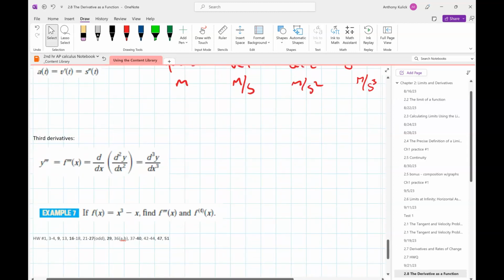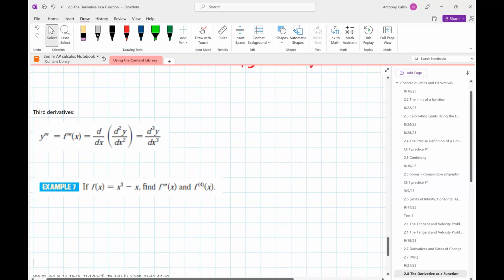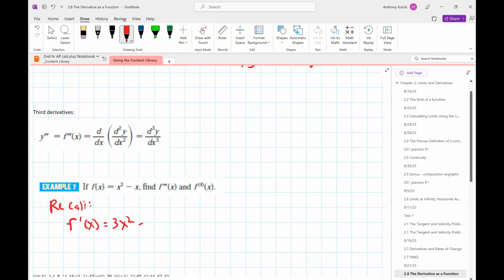And then the third derivative, we've implied this already. So let's take our example, f of x equals x cubed minus x. We found the first derivative was this. We found the second derivative was this. Let's find the third derivative. But this is great, right? Look at how simple our function is.